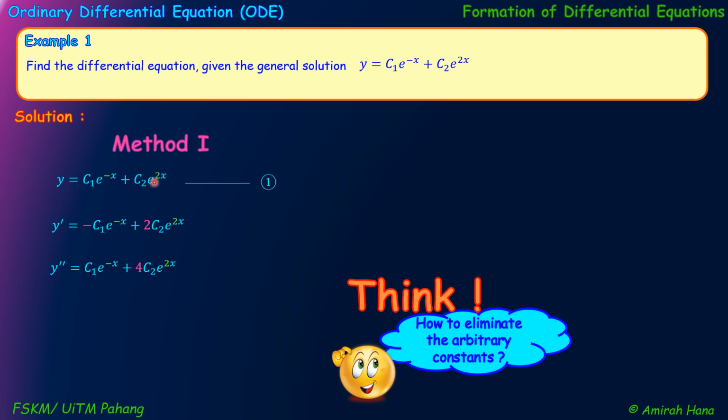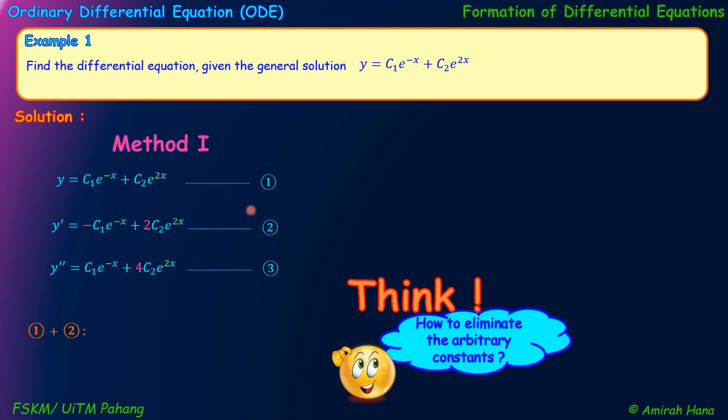First, we can name y as equation 1, y prime as equation 2, and y double prime as equation 3. To eliminate the constant here, we can add equation 1 and 2. Because we have positive c1 e to the power of negative x here, and then we have minus c1 e to the power of negative x here. We have the same term, but one of them is positive and one of them is negative.